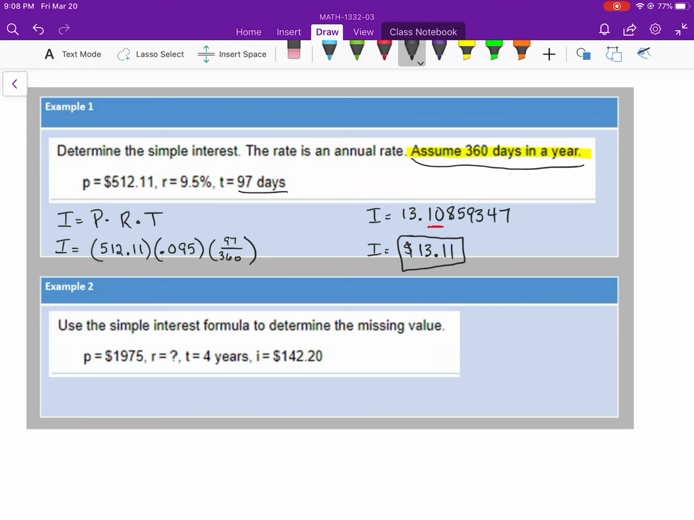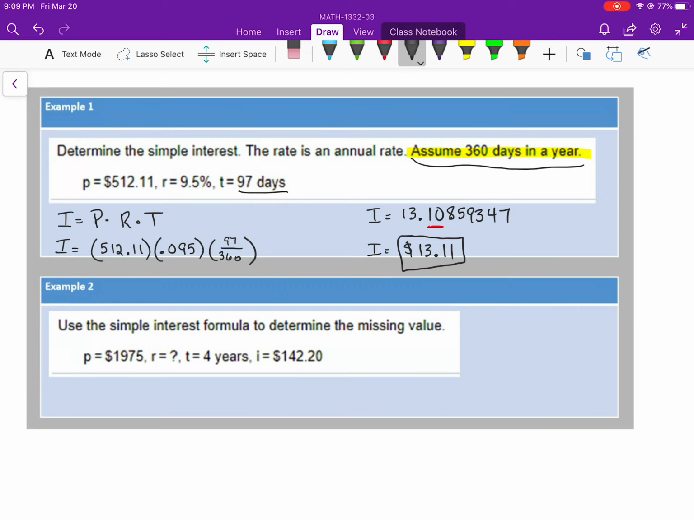And that is my answer. Okay, we're only looking for simple interest, so how much interest was earned on $512.11 over 97 days at 9.5% interest? The interest rate, and that happens to be $13.11.